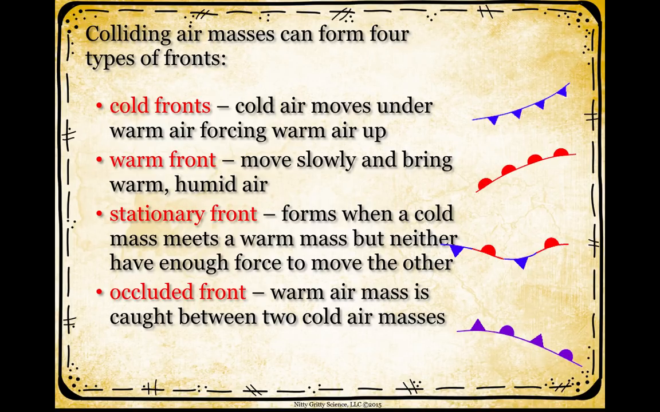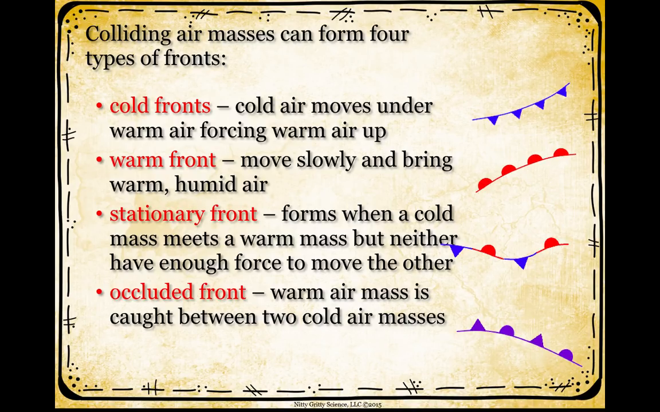Okay, you have a table in your notes that in the first box has your term and some information. In the second box, underneath the definition, I want you to draw the picture of the front, in the second box, not in the blank box, because in the blank box, you're going to be adding what weather these type of fronts bring. Okay, so first off, a cold front. Cold air is going to move under a warm air, forcing the warm air up. The symbol is a blue line with triangles that are facing the direction that the front is moving.